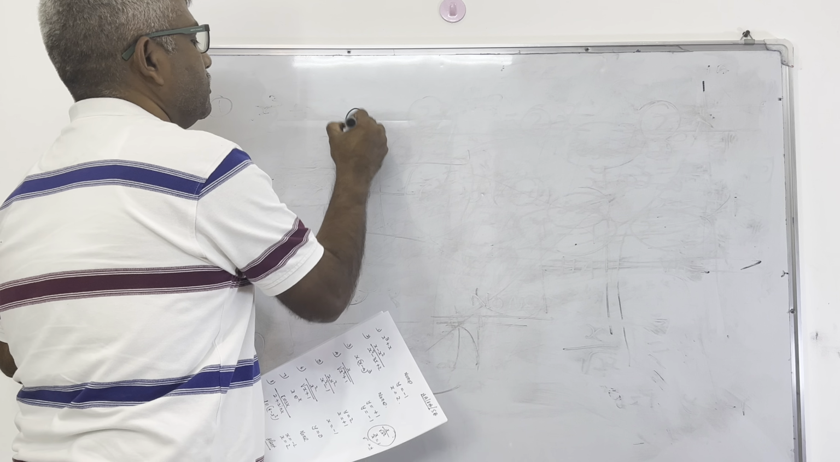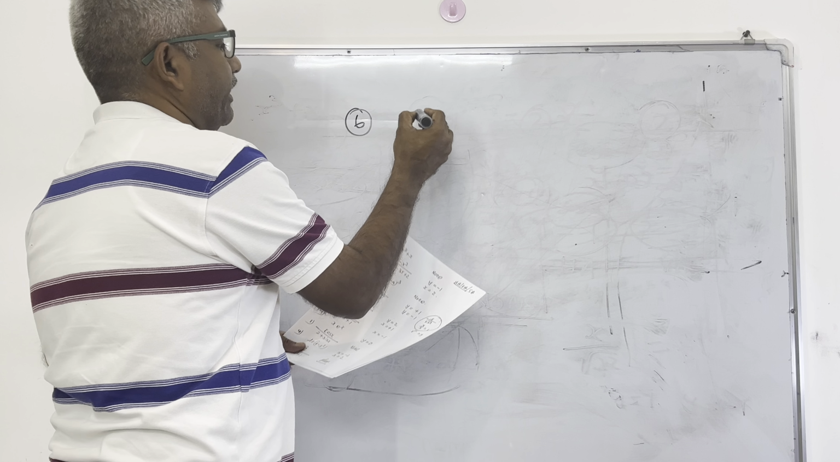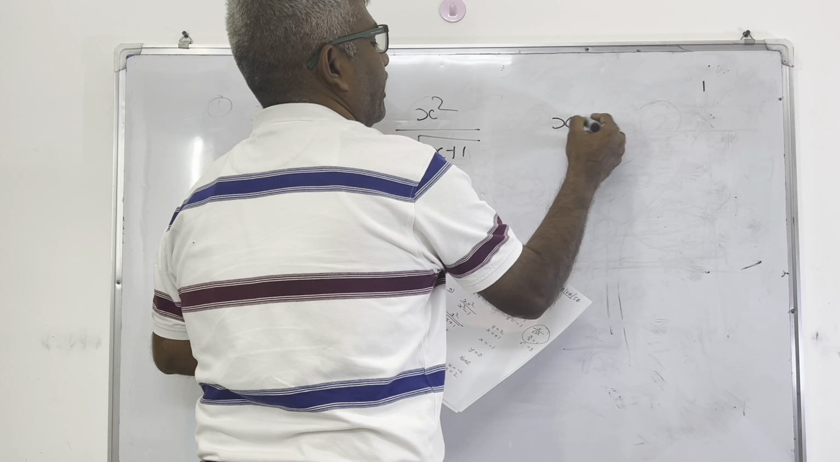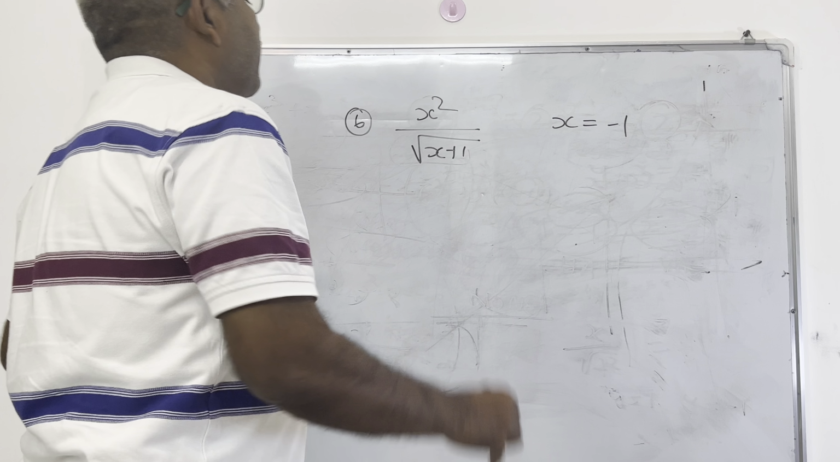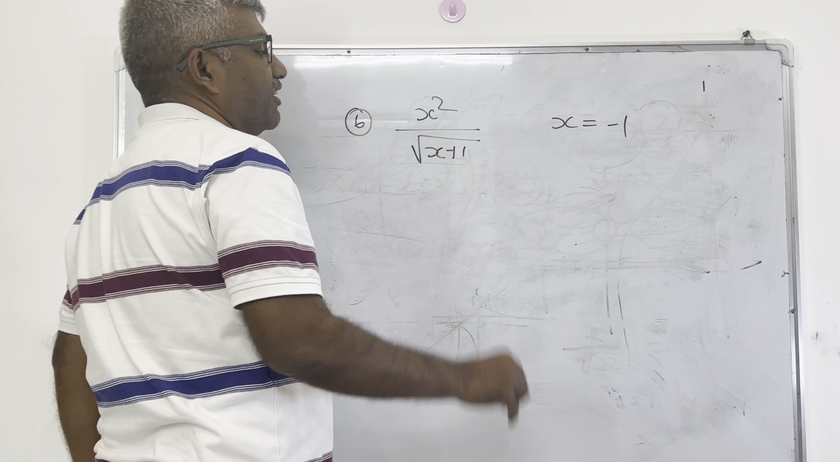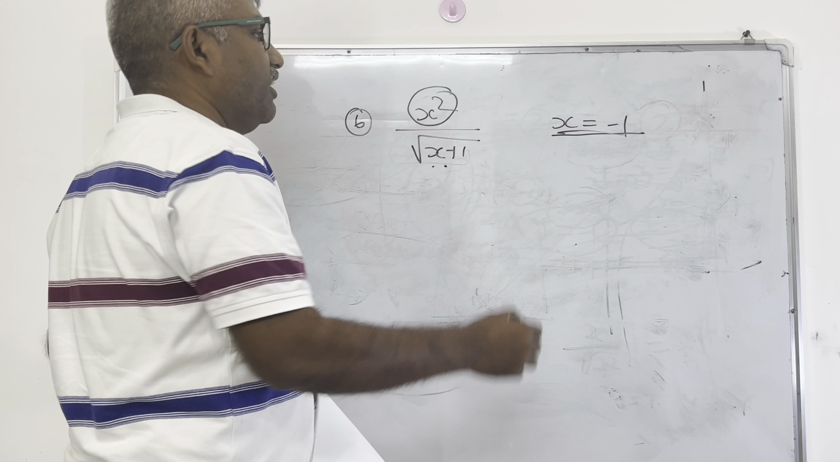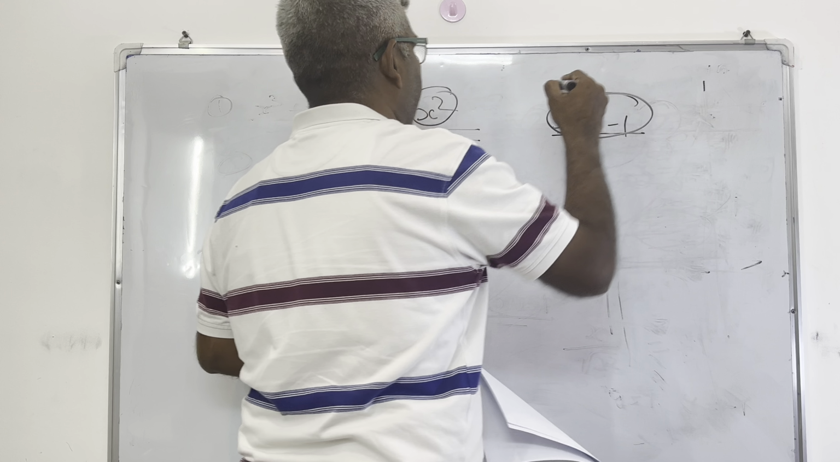Question number 6. x squared over square root of x plus 1. Here the vertical asymptote is x is equal to minus 1. Here, even though it is a fraction, the higher power is in the numerator. Higher power means in general there won't be a horizontal asymptote. Here when x is equal to minus 1, the denominator will be 0, so it is undefined. So x is equal to minus 1. This is the vertical asymptote. You note it down. Even though it is a fraction, there is no horizontal asymptote.